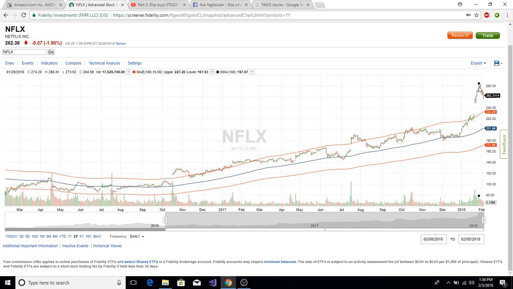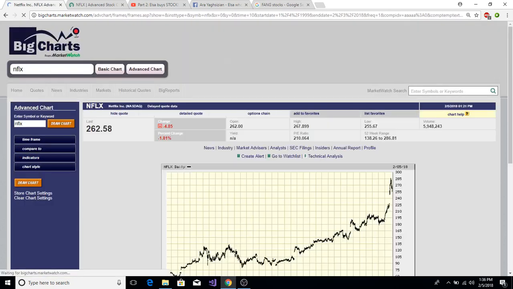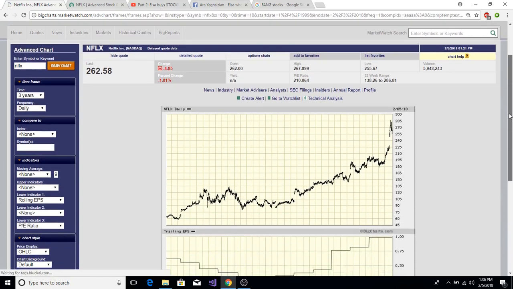Even though it's dropped $20, it still looks super overpriced, because just eyeballing it, it looks like it's about 30% higher than its moving average. And Netflix generally doesn't go more than about 20% higher than its moving average. So even for Netflix, this is super expensive. So let's go on to the next one. Actually, let's look at the earnings for Netflix real quick. And again, Netflix is kind of like Amazon, where earnings don't matter as much. It's more about the revenue growth and the subscribers.